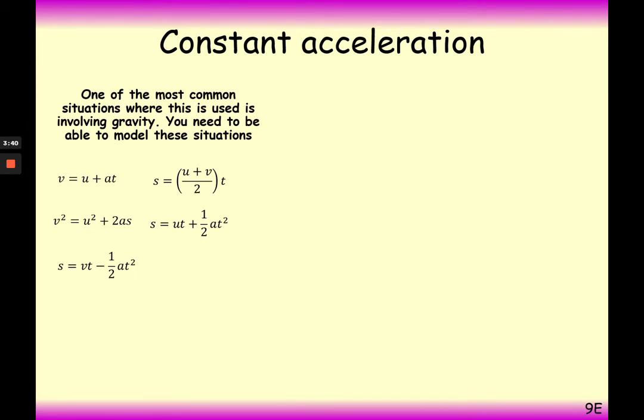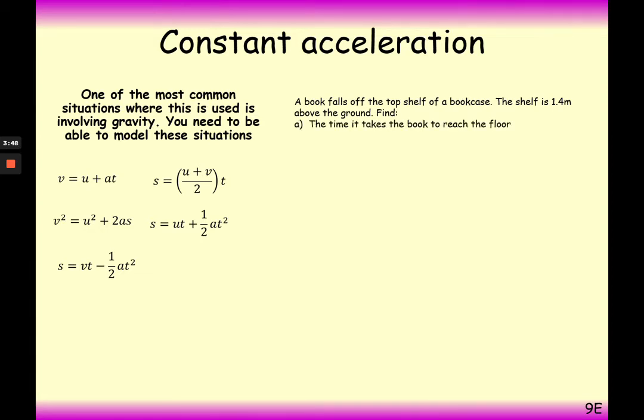So now if we look at another example, a book falls off of the top shelf of a bookcase. The shelf is 1.4 meters above the ground. We need to find the time it takes to reach the floor and the speed with which it hits the floor. Okay, so obviously we're looking at this question, we're picking out the key bits of information.